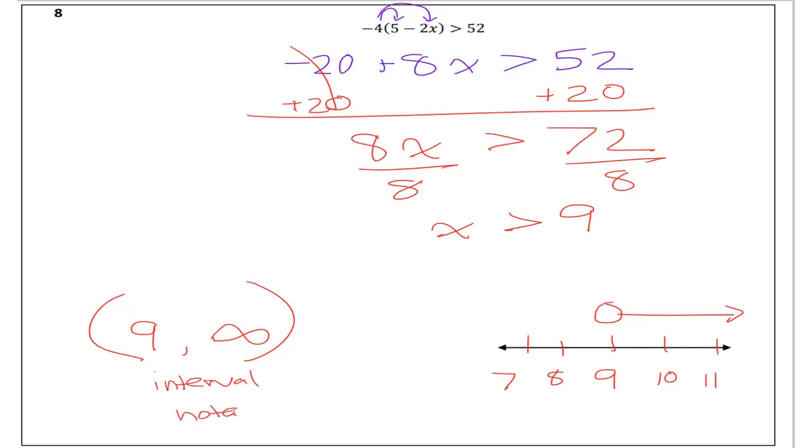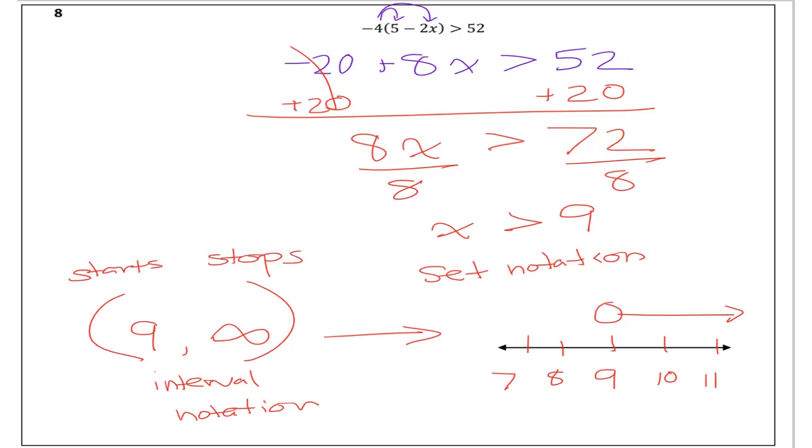Again, knowing the difference between set notation and interval notation is going to be important for your tests. Set notation is our typical answer. Interval notation is what our graph looks like, where it starts and where it stops, or really like comes close to, because infinity, remember, never stops.